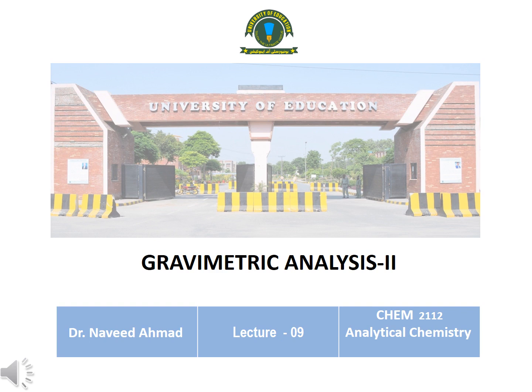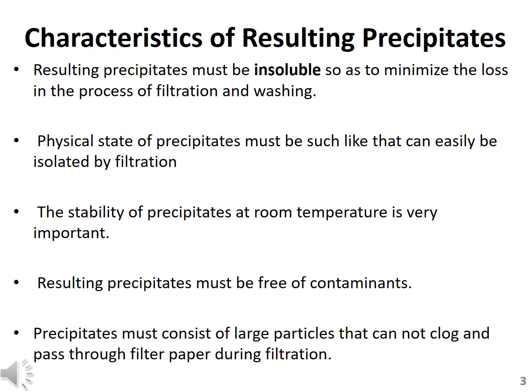This is the second lecture on gravimetric analysis, and in this lecture we will discuss the remaining concepts about gravimetric analysis and the precipitates that we obtain as a result of it. As a result of gravimetric analysis, we get some products. These products are named the precipitate. These precipitates must indicate some characteristics, which are described here in this slide.